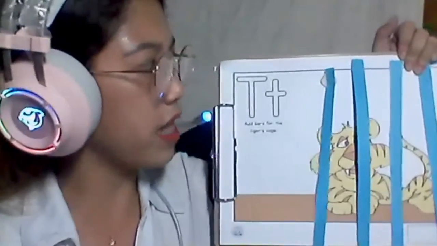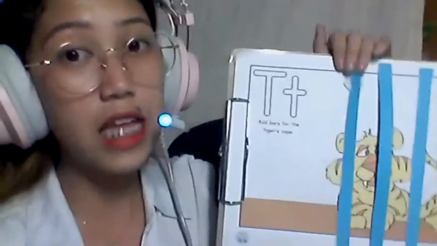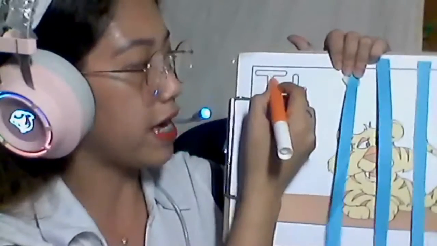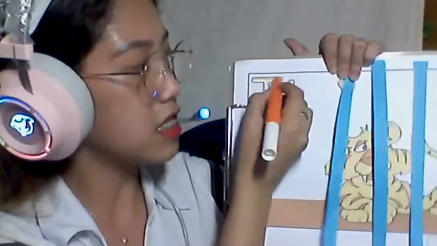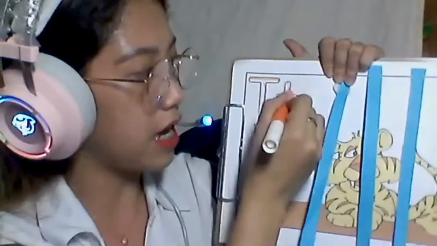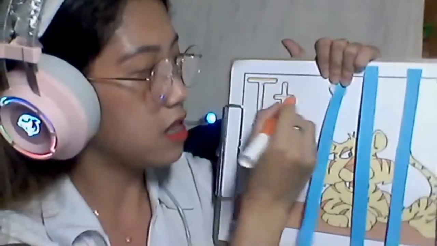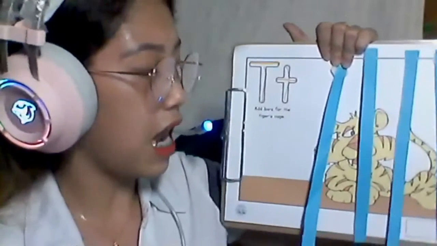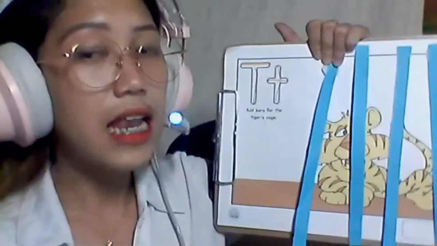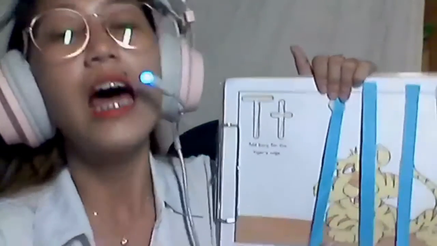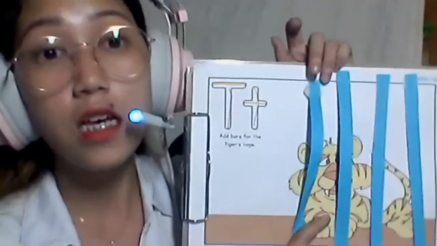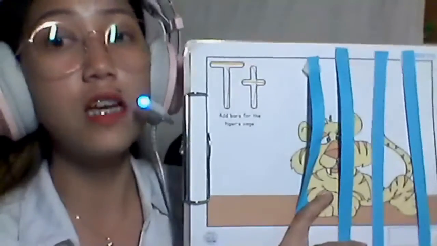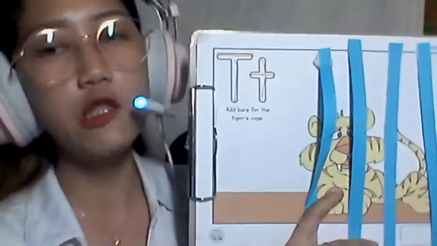And again, what letter is this? It's the letter T. Make a line down, add a line on the top. The letter T, and T is for tiger. And what is the sound of the letter T? The sound of T is T. All the letters make a sound.